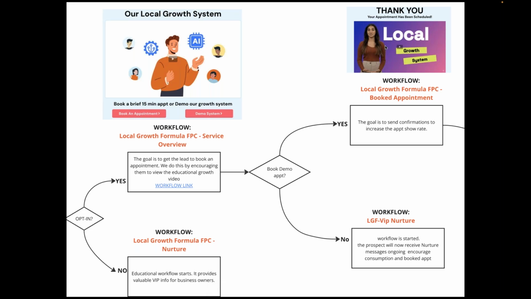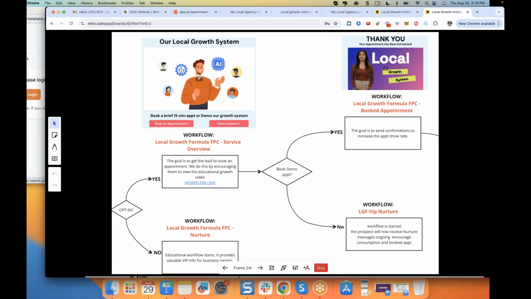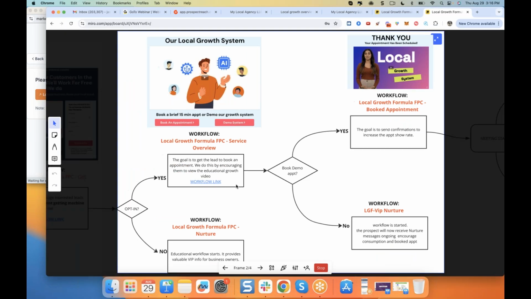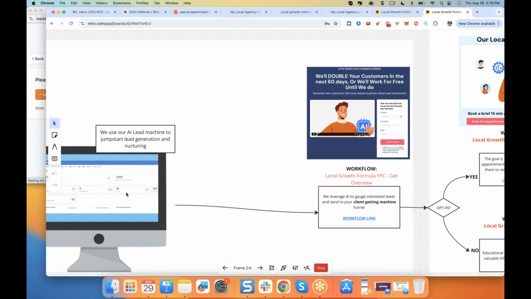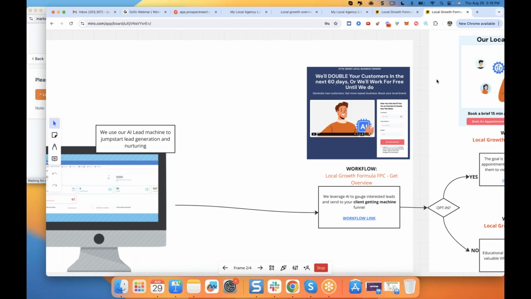And now the automation's goal is to increase the show rate by sending them email and text message confirmation and reminders about their appointment. All right. So I'm not going to go any further than that, but from the standpoint of how the leads work and are dumped into Prospect Reach, let me know if that makes sense. Give me some feedback on that, please, if that makes sense.